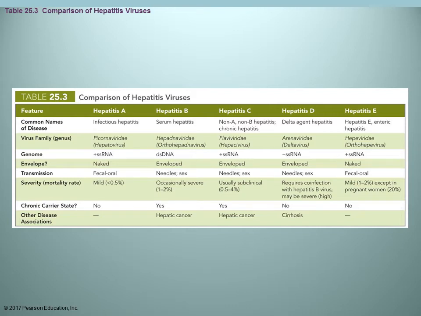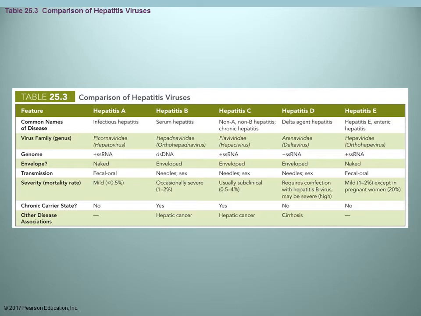Now, there are different types of hepatitis viruses. I'll just let you know, if you look at an older book, they've changed the names. It used to be hepatitis A, hepatitis B. Then it was hepatitis non-A, non-B. And then they went on from there. So now it's hepatitis A, B, C, D, and E. Remember, hepatitis B is the only one that is a DNA virus. The other 4 have RNA.